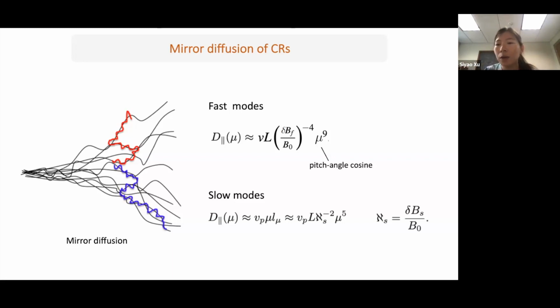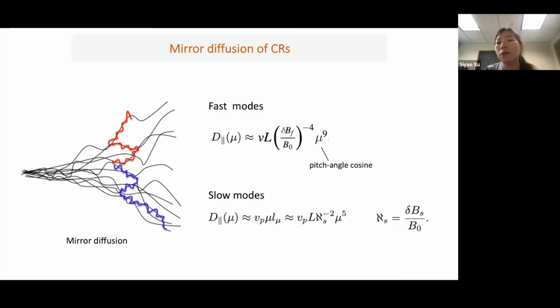To satisfy the mirroring condition, there is a loss cone of pitch angles. So the largest pitch angle for the particle to be subjected to the mirroring effect is the square root of delta B over B. So it depends on the magnetic fluctuation. Given a particular mu, the most effective mirror happens when the magnetic fluctuation at that length scale corresponds to this condition, mu equal to square root of delta B over B. That is the mirror which is most effective for reflecting this particle.